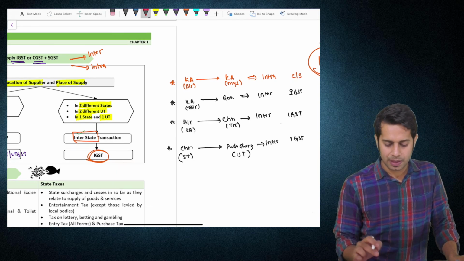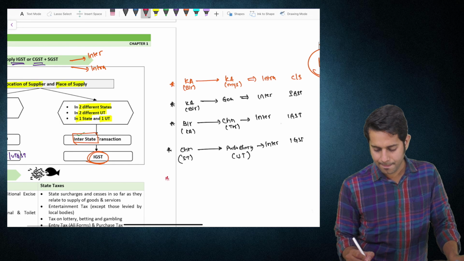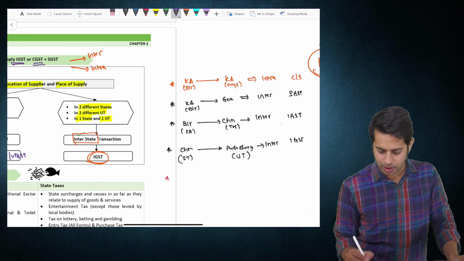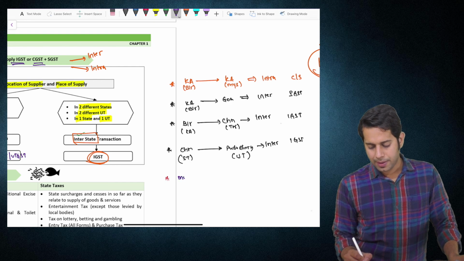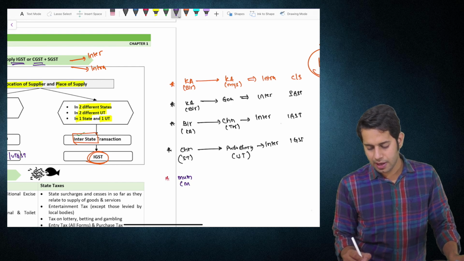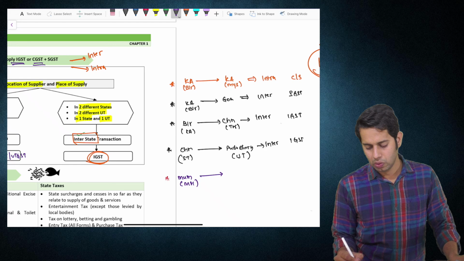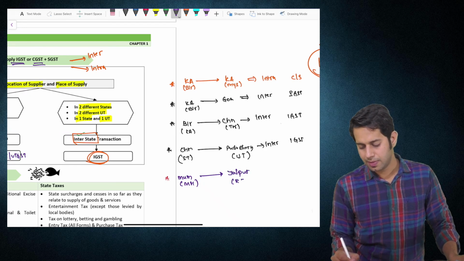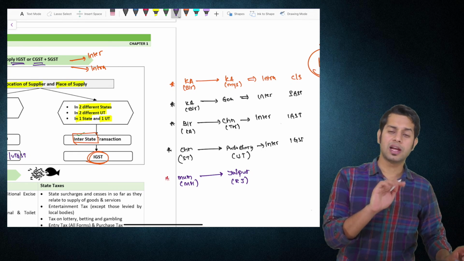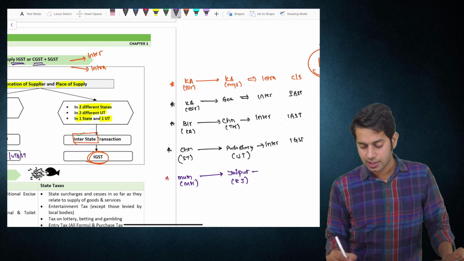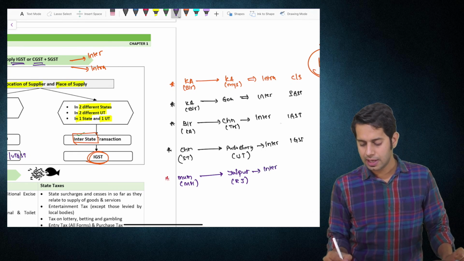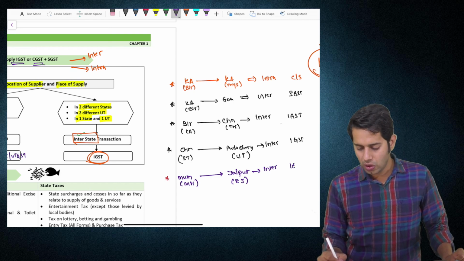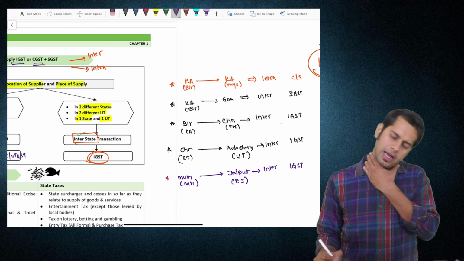Now, a supply has been made from Mumbai, which is in Maharashtra, to Jaipur in Rajasthan. Sir, supply made from Mumbai in Maharashtra to Jaipur in Rajasthan. Sir, it is two different places, two different states. So it is interstate supply and I am going to charge IGST.